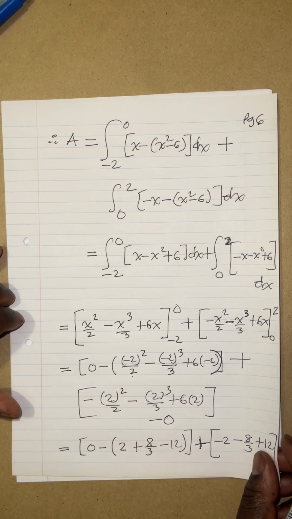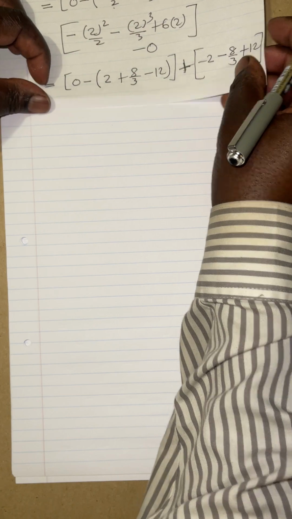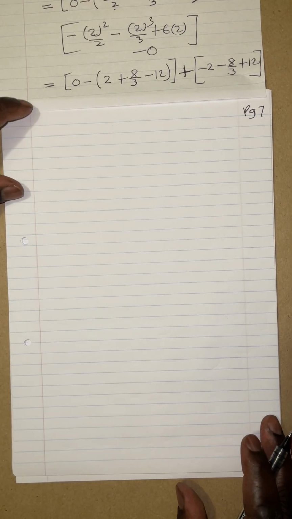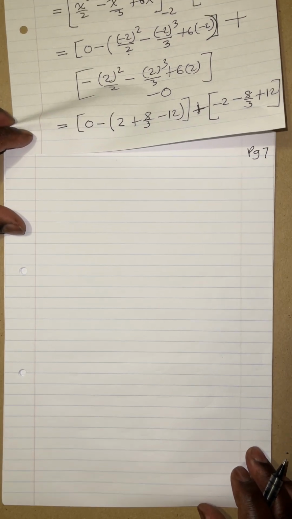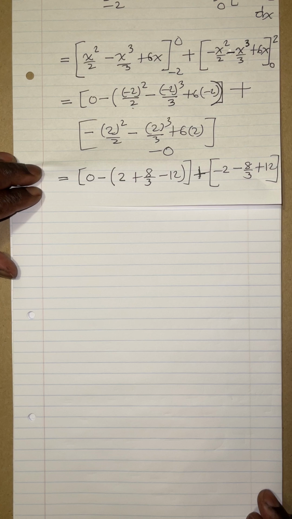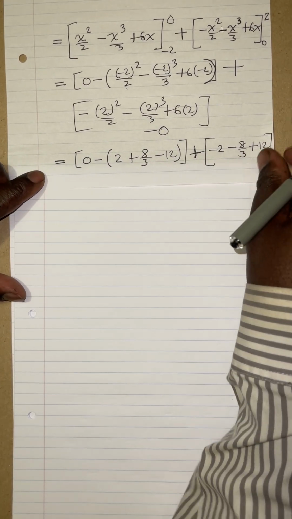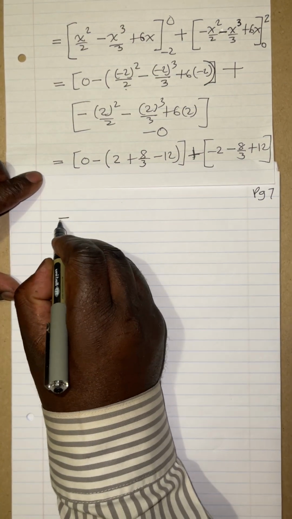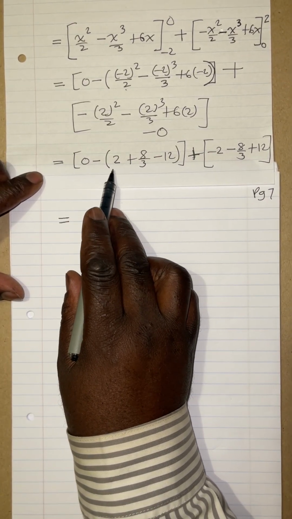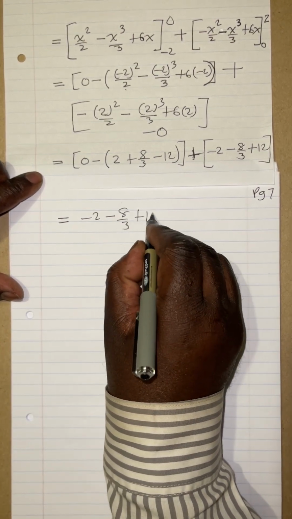Right, so let me simplify this, taking me to page 7, and that should end the question. So what are we saying now? Let me move this one down a little bit. Right, so basically what I'm saying now is this part, the first part, will be equal to, remember, we can leave this one out now. It will be minus 2 minus 8 over 3 plus 12.